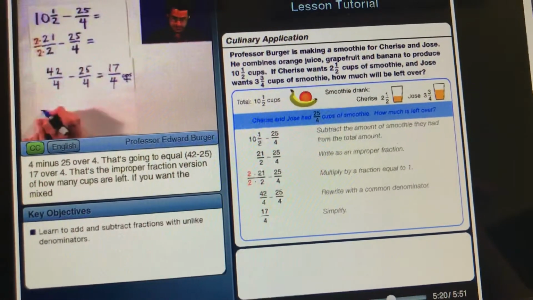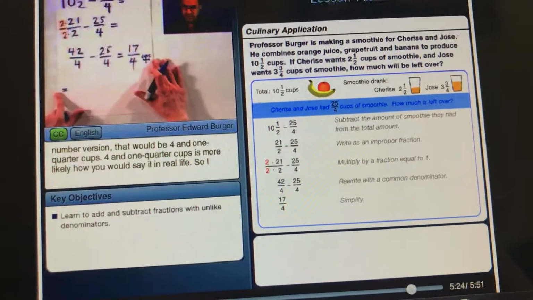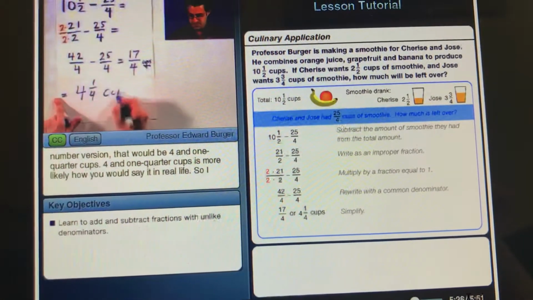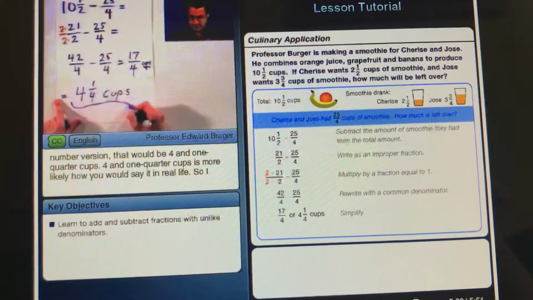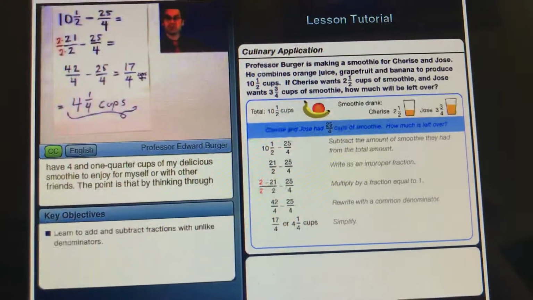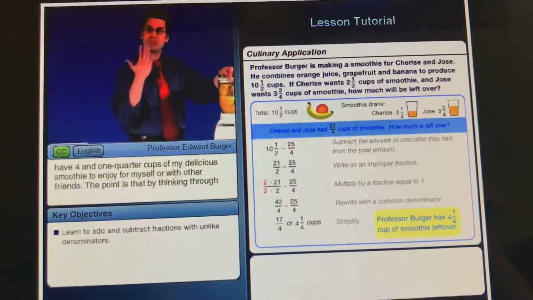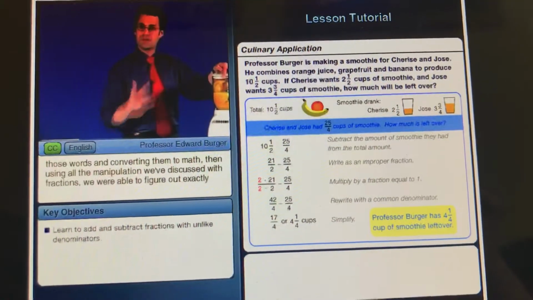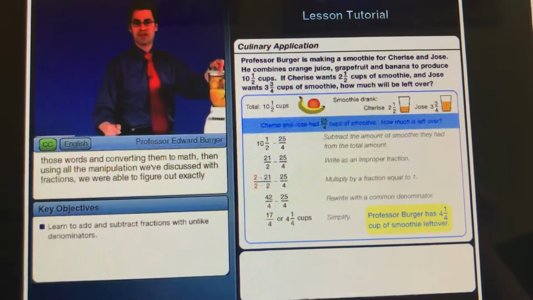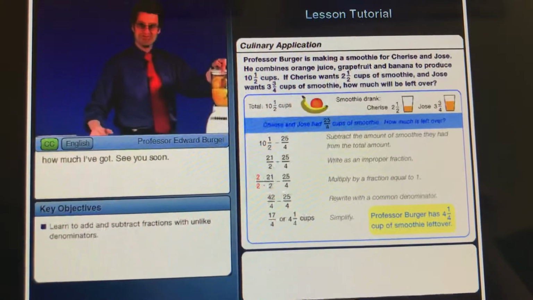If you want the mixed number version, that would simply be 4 1/4 cups, which is more likely how you'd say it in real life. So I have 4 1/4 cups of my delicious smoothie to enjoy for myself or with other friends. But the point is, by thinking through those words and converting them to math, and then using all the manipulation we've discussed with fractions, we're able to figure out exactly how much I got. I'll see you soon.